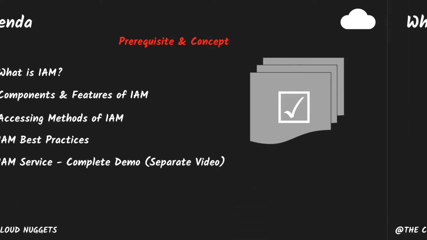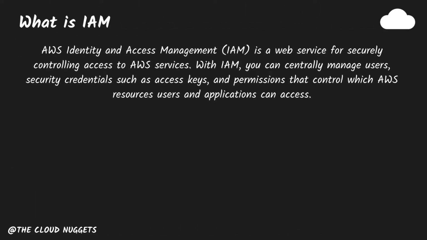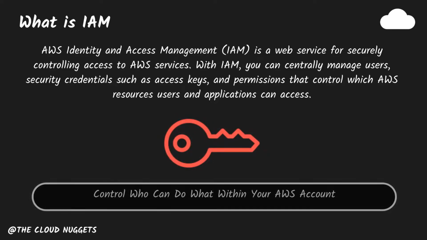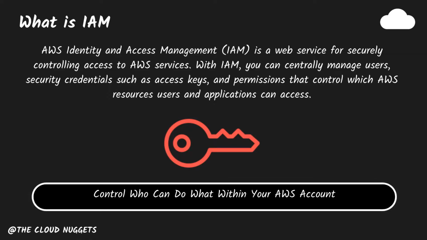Let's get started. What is IAM? AWS Identity and Access Management is a web service for securely controlling access to the AWS services. With IAM, you can centrally manage users' security credentials such as access keys and permissions that control which AWS resources users and applications can access. In simple terms, using IAM, you can control who can do what within your AWS account.